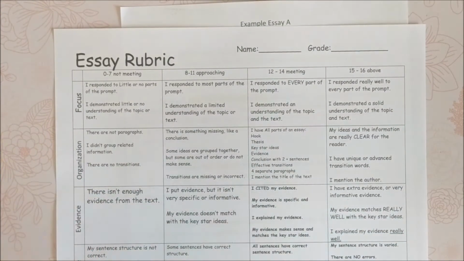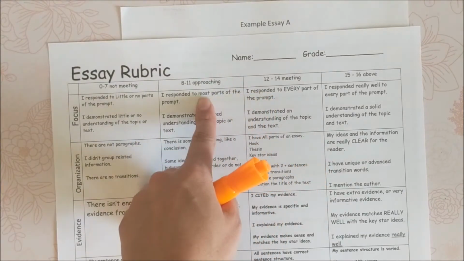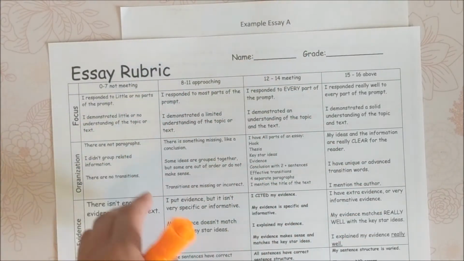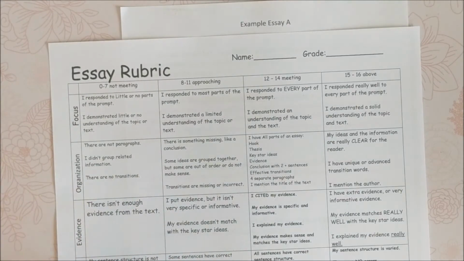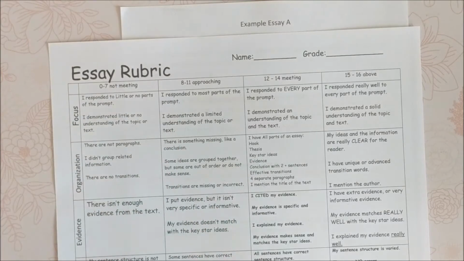So I want you to decide, and if you end up thinking something different than me right now, that's okay. Do you think this person in essay A that you hopefully just read, if you didn't, pause it and read it, do you think this person responded to every part of the prompt or just most parts? Does it sound, when you're reading it, like they know what they're talking about and what we're doing with this? Or does it more sound like they were just kind of following the steps, copying off the board, but they don't really know what the essay is supposed to be about, okay?